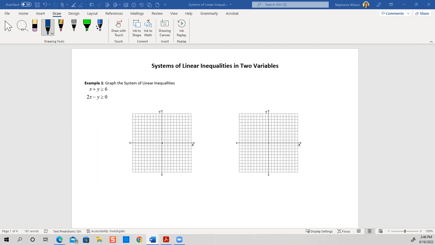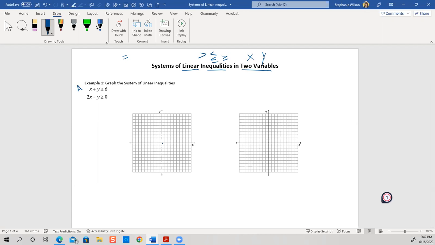Systems of linear inequalities in two variables. Linear means we're going to have a straight line. Inequalities means we're going to have greater than, less than, greater than or equal to, less than or equal to signs, where we have been working with just equal. Two variables, since we're working with the Cartesian coordinate, we're going to have x and y. So let's solve for it.